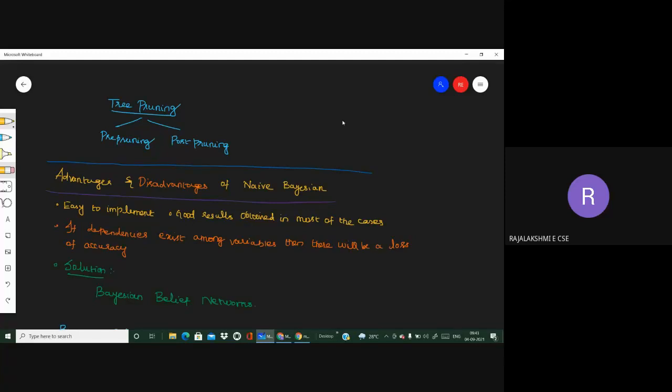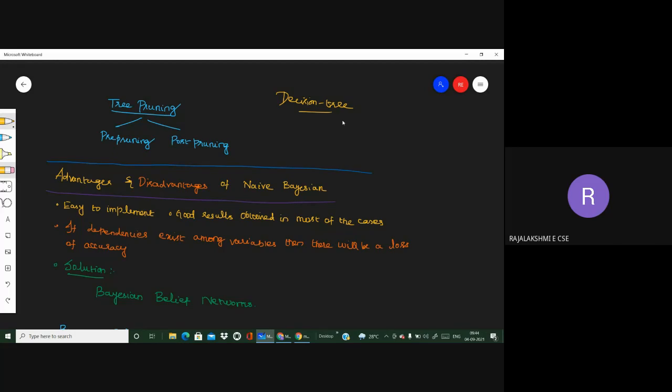Of pruning in decision tree. So when you take this decision tree, the features which are not important or can't be taken into account can be removed in two ways. One is pre-pruning and another one is post-pruning.